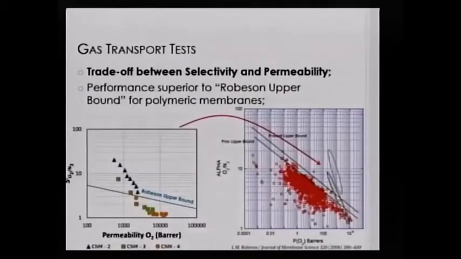We can see here, basically, the Robeson upper bound, which compares, for example, selectivity for a given pair, in this case O2 and N2, with the permeability for a great number of polymeric membranes. And we can see here that when comparing our values for permeability and selectivity, we can actually go across what was known as the upper bound. So some of our membranes show both great selectivity and permeability, which is something very interesting and of great interest for practical applications, for example.